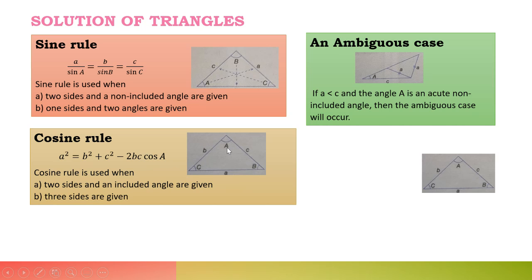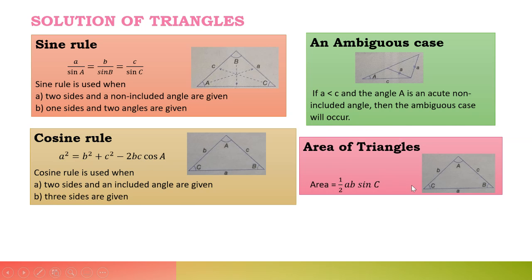So you can find the third side, small a. And finally, what you need to know under this topic is area of a triangle. Area is always asked in your question. They will use all the rules. So area is one of the parts that we ask.